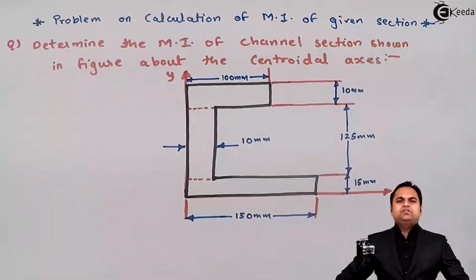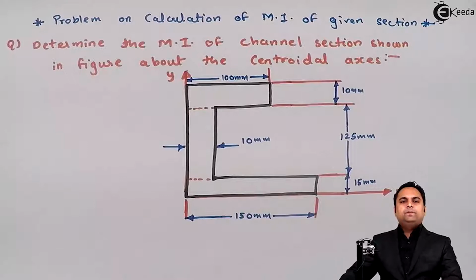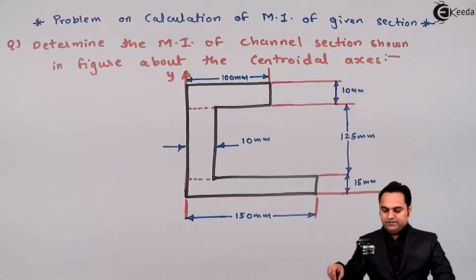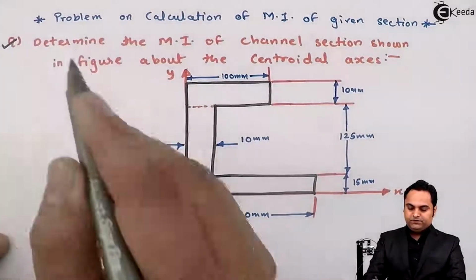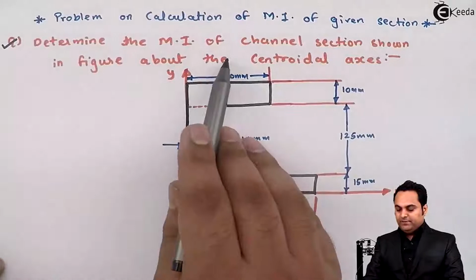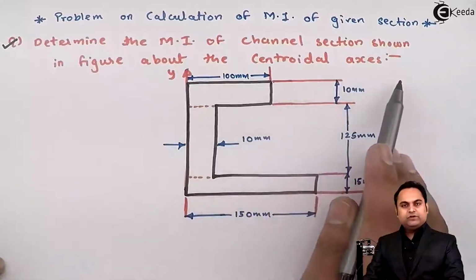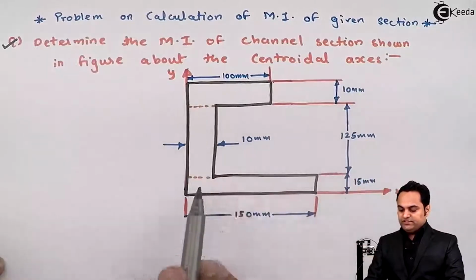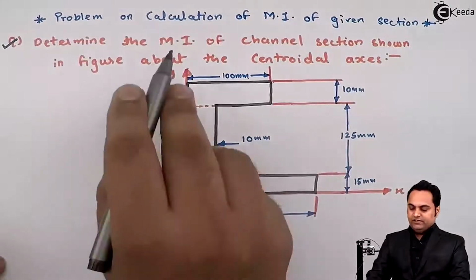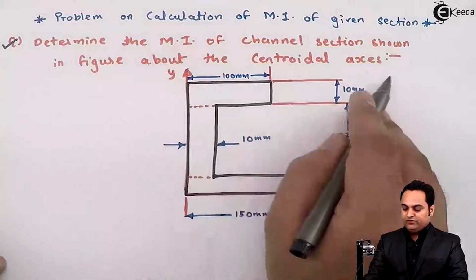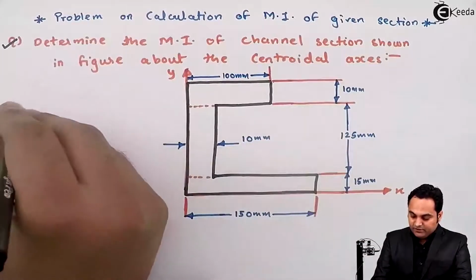Hello friends, here in this video we will see a problem on calculation of MI, that is moment of inertia, for the given section. And here is the question: determine the MI of the channel section shown in the figure about the centroidal axis. So here is the C section which is given, and for that we have to calculate MI about the centroidal axis.